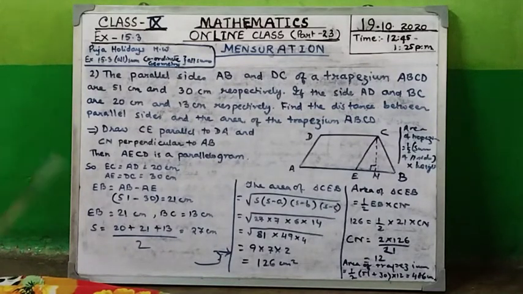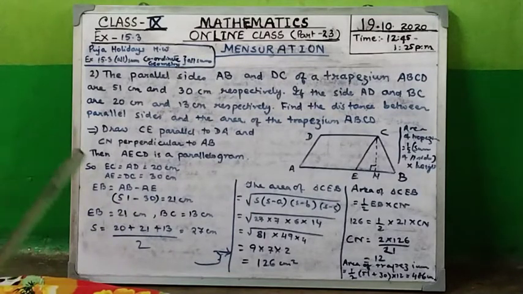Then 27 minus 20 is equal to 7. 27 minus 21 is equal to 6. 27 minus 13 is equal to 14. So if you take the square root, you will get 9 into 7 into 2, that is 126 square centimeter. So the area of the triangle CEB is equal to 126 square centimeter.